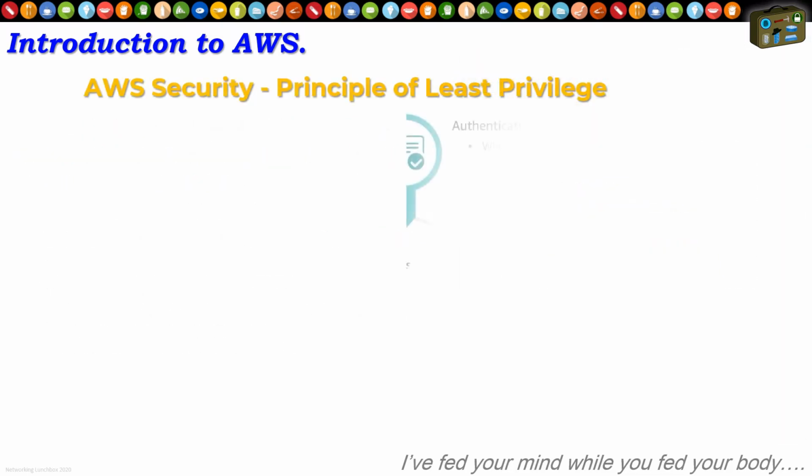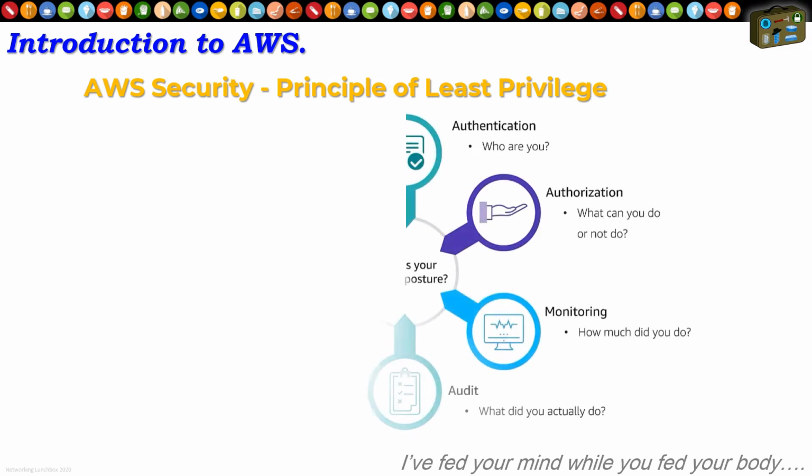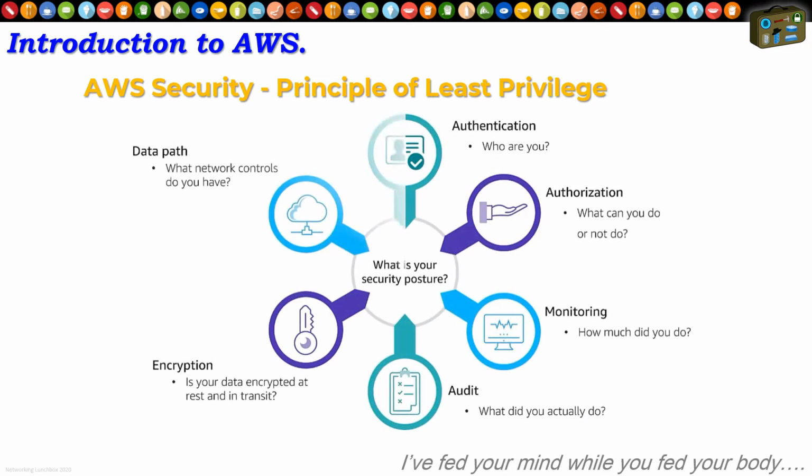Now, you've heard me talk in my previous videos about AAA: authentication, authorization, and accounting. Well, AWS have a very similar security principle. They've still got authentication, authorization, and accounting, but they call it auditing. But they also add monitoring and encryption and how the data is going to move through their cloud infrastructure. And this is all controlled by you, the customer, and AWS to make sure you've got the most secure platform possible.